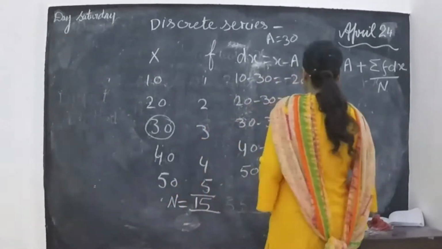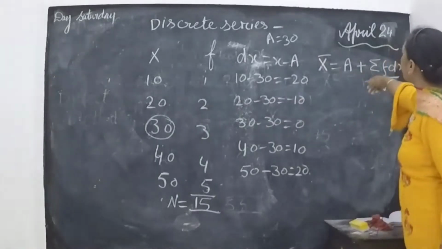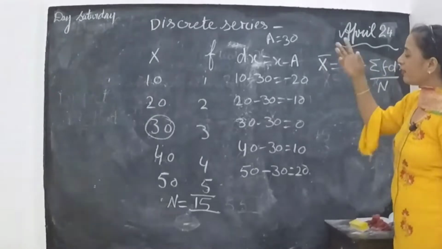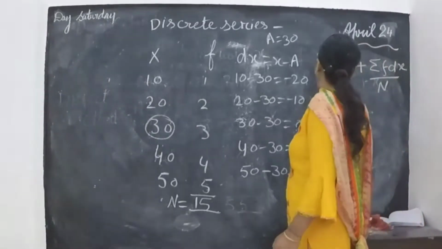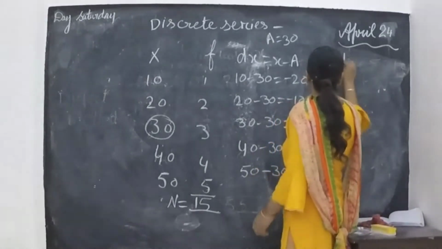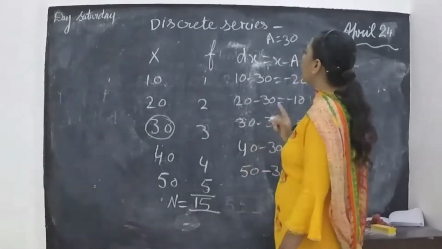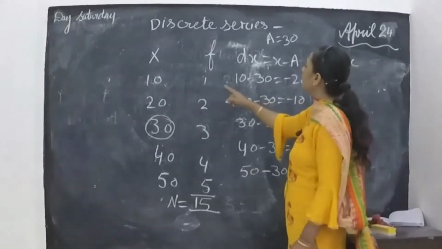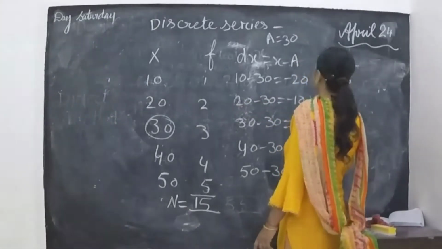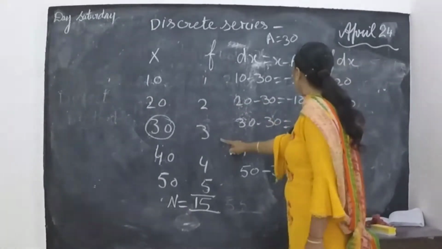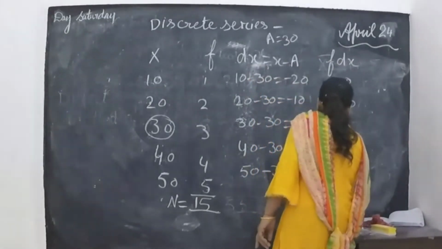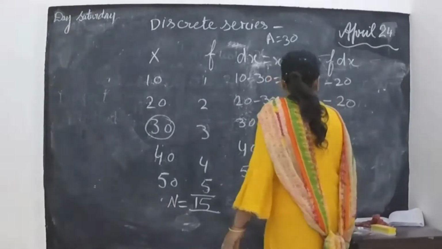Now the next step is the formula is demanding the multiplication of f and dx. So our next column will be f dx. Now multiply the values of f with dx. 1 into minus 20, minus 20. 2 into minus 20, minus 20. 3 into 0, 0. 4 into 10, 40. And 20 into 5, 100.